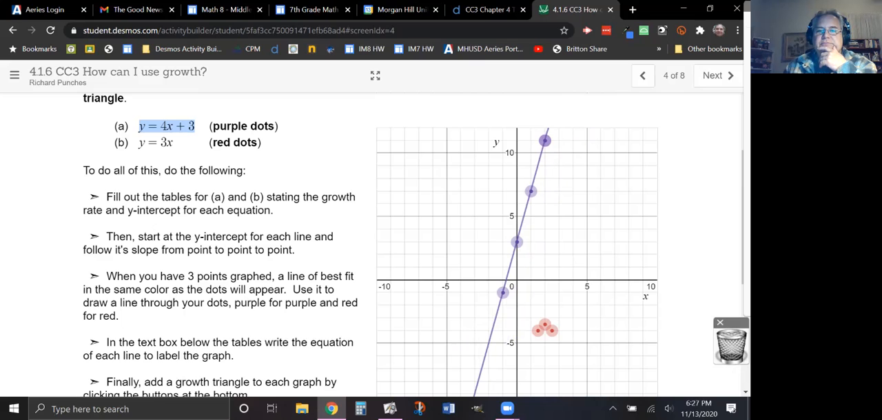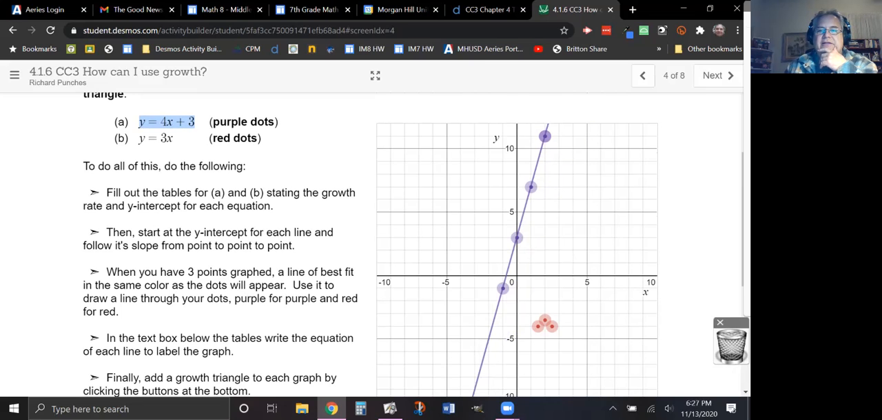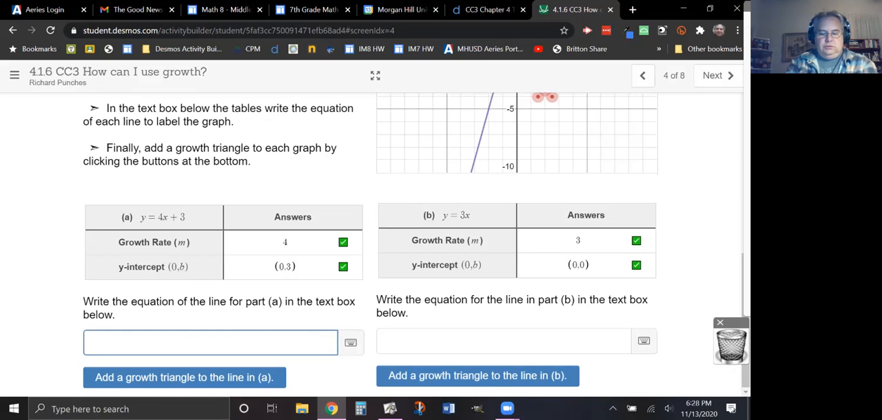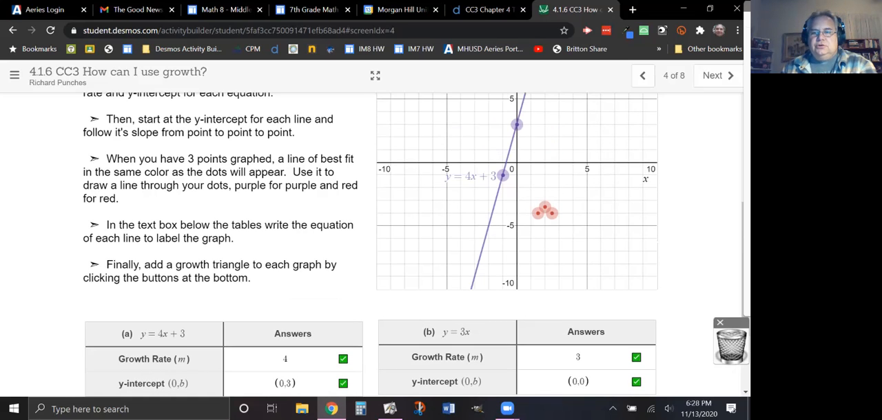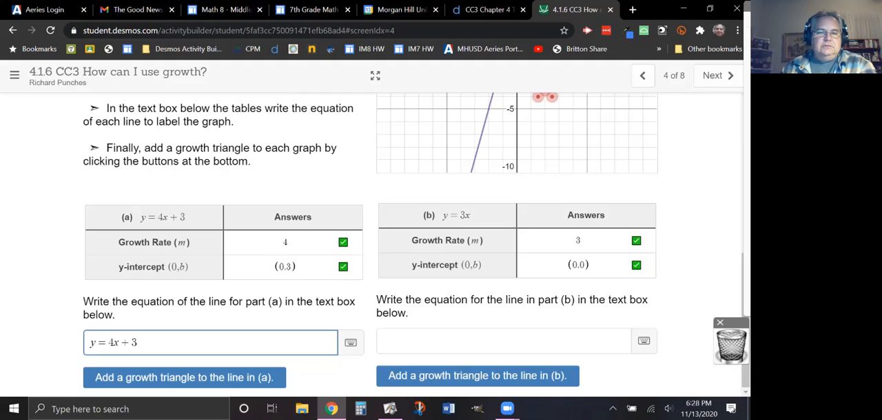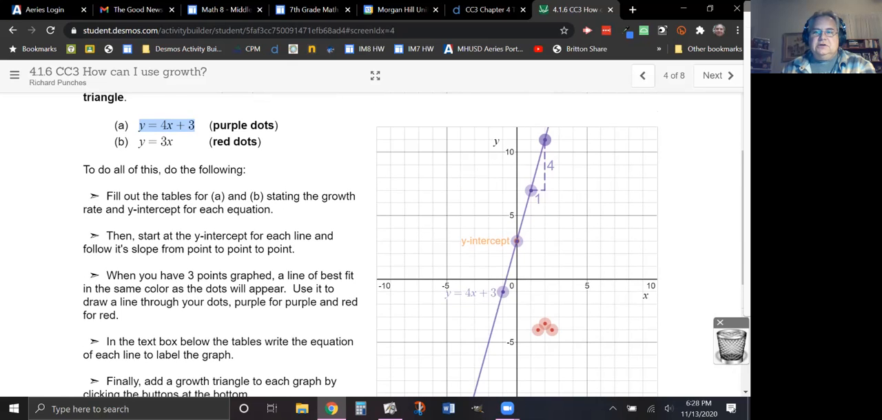So here's my line. I think we need to add the rule. The rule was y equals 4x plus 3, which shows up right there. Look at that, 4x plus 3. And put a growth triangle. Let's check out what that is. Oh, there's my growth triangle. It shows that I'm growing by 4, and I start with the y-intercept at 3. This is a complete graph.